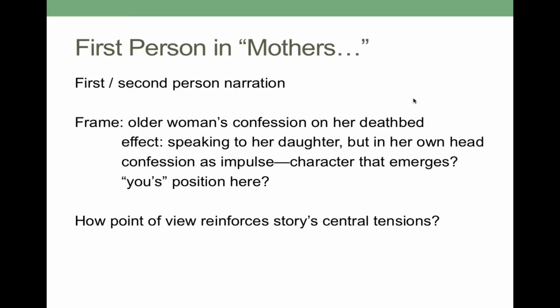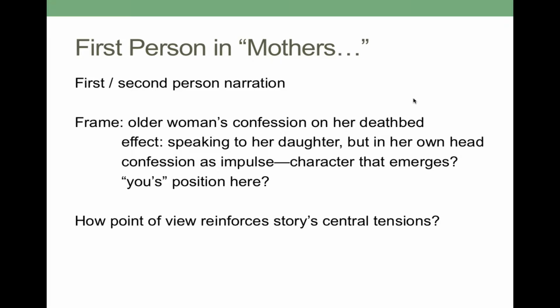The effect of the story, though, is that she's speaking to her daughter, but she's speaking in her own head. She's not really speaking to or conversing with her daughter. Instead, she's kind of trapped, and the confession is not being spoken, but is merely being thought. So it's kind of interesting what kind of character emerges from that. A silent confession, one that can't be spoken, and that isn't spoken. So does she really transact her sense of guilt or her sense of meaning in the story?